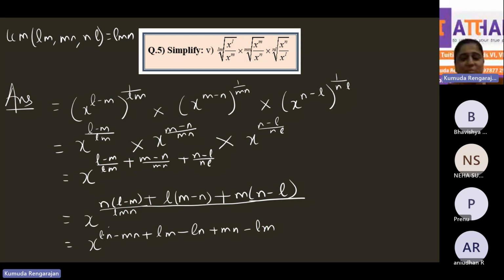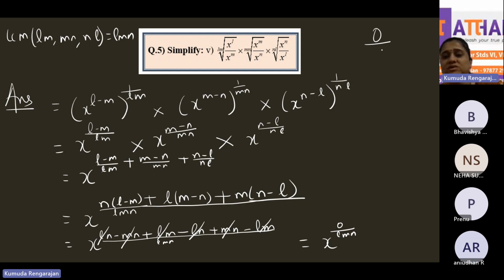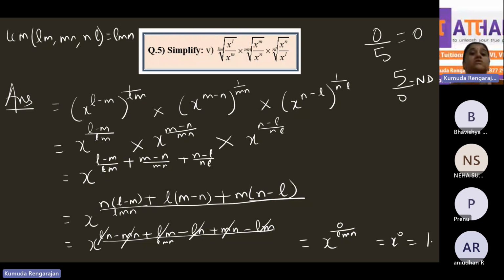So see here, plus LN minus LN, minus MN plus MN, divided by LMN, x to the power, divided by LMN. So this cancels. So it is nothing but x to the power 0 by LMN. What is 0 by anything? It is 0. 0 by 5 is 0. 5 by 0 is not defined. 0 by 5 is defined, 0 by 5 is 0. So 0 by LMN is 0. So this is x to the power 0, which is nothing but 1. So the value of this expression is 1.